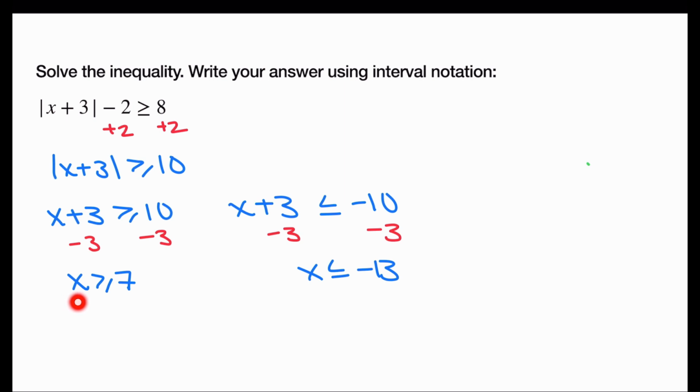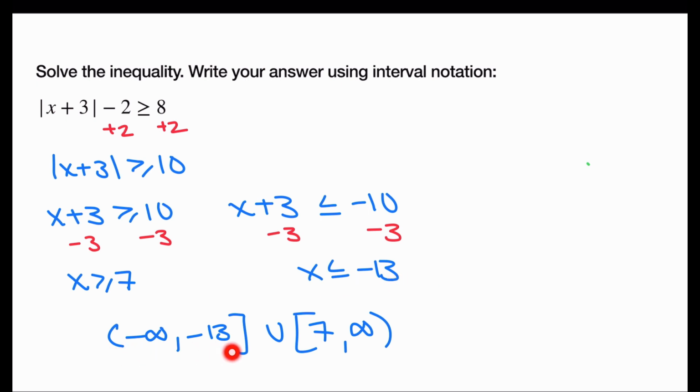That gives me x is bigger than or equal to 7, or x is less than or equal to negative 13. In interval notation, less than or equal to negative 13 is negative infinity to negative 13. And I'll do that union to represent or x is bigger than or equal to 7, so everything from 7 to infinity. So notice our answer is the two ends of the number line. So anytime you have absolute value bigger than a positive number, you're going to break it up into two separate inequalities, and your answer is going to be the two ends of the number line.